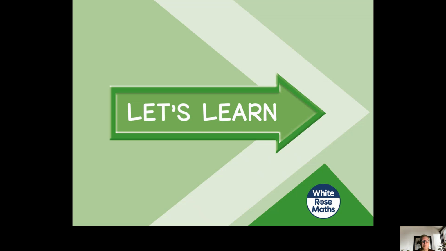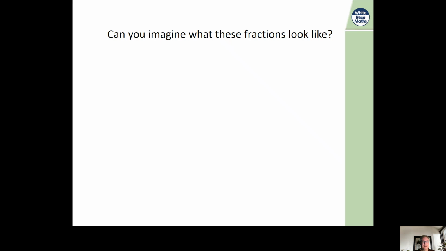So go into the explore section of our lesson today. Can you imagine what these fractions look like? So we've got 1 bar divided into 2 equal size parts, and it's the fact that equal sizes is particularly important. So what's the bar going to look like this time? Have a think.